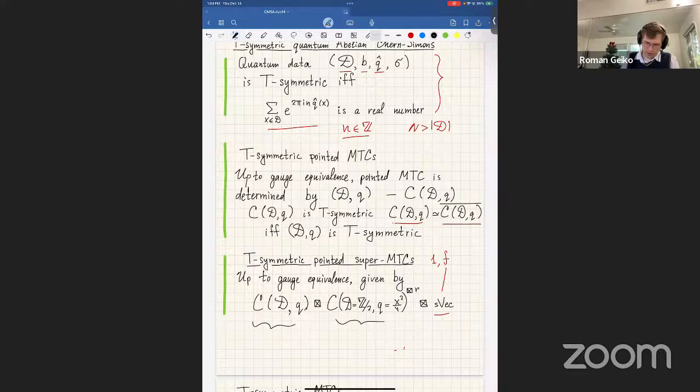But this is what we know. We know everything about this. So we just have a quadratic form. We form all these higher Gauss sums. We don't need anything else. We just take all higher Gauss sums and check if they are real.